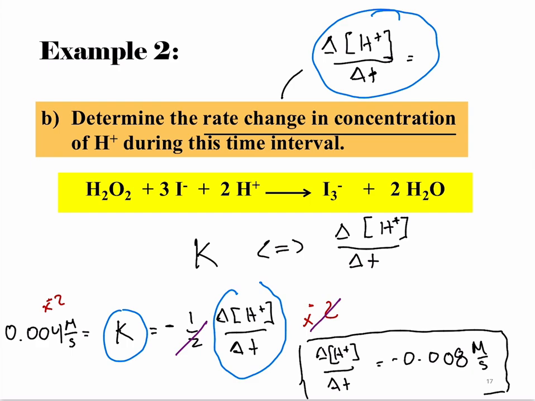And so it worded it in a weird way just because it said the rate change in concentration of H plus during this time interval. But you could also ask this question another way just by saying, well, what is the change in concentration of H plus during this time interval too? And then you would just plug in 10 seconds for that and solve for delta H.